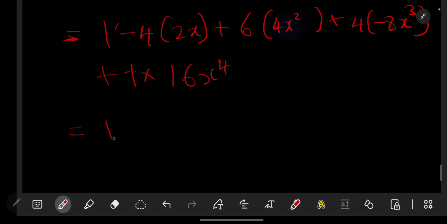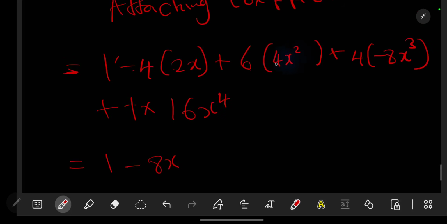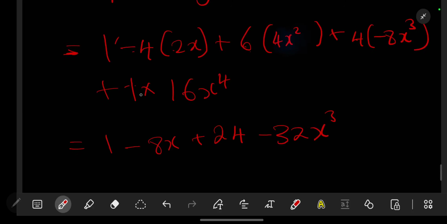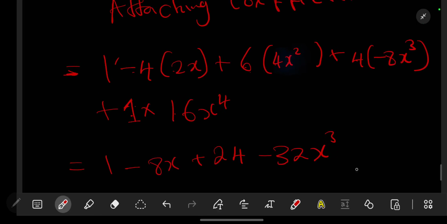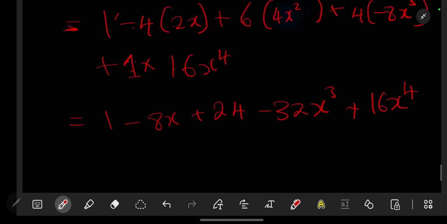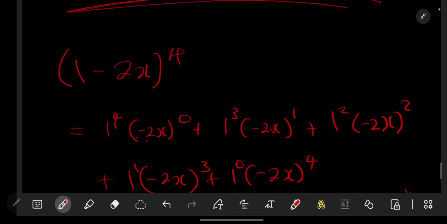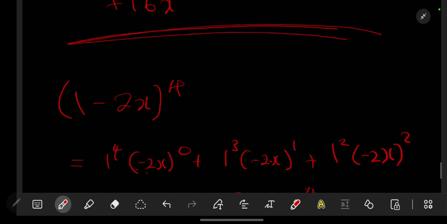So we have 1 negative by this, it will be negative 8x. The next one will be positive 24x squared if we multiply this. Then the next one, positive 4 times negative 8, will be negative 32x to the power 3. So 1 times 16 will be plus our 16x to the power of 4, like that. So these are our terms. This is the expansion for that.